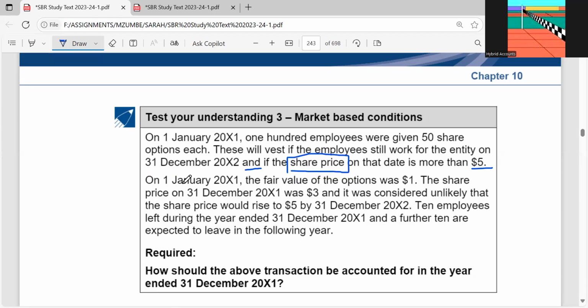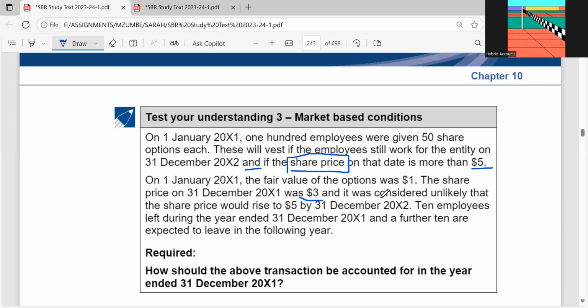Look at the reality now. On 1st January, the fair value of the options was what? $1. Okay, this is fine. Fair value, which is at grant date, right? The share price on 31st December 2021 was $3. All right, you see, it was less than 5. Then would you say, okay, it's not more than 5, so I can't recognize an expense? No, because these are market-based conditions. You nevertheless have to recognize an expense.